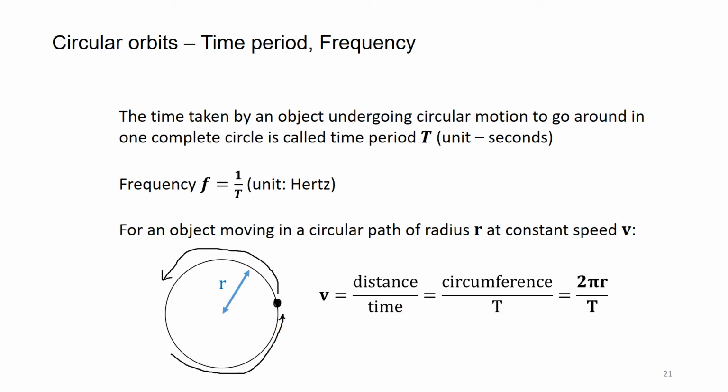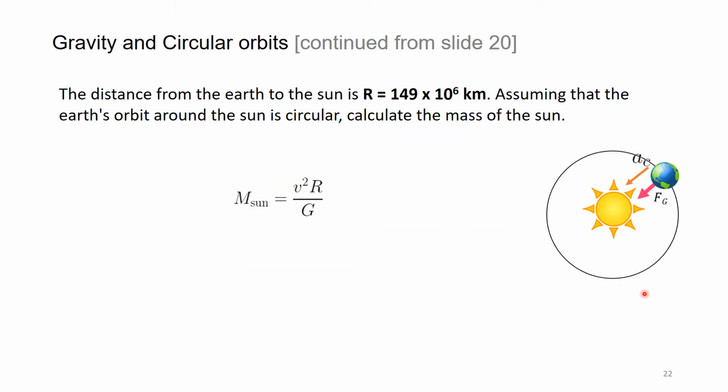For the circumference, from geometry, we know that circumference equals 2 times pi times r. So let's plug that in, and you divide by the period T, and you get this formula here. So the speed of circular motion is 2 pi r over T. And this is what we'll use to find the speed. All right, so back to our problem.